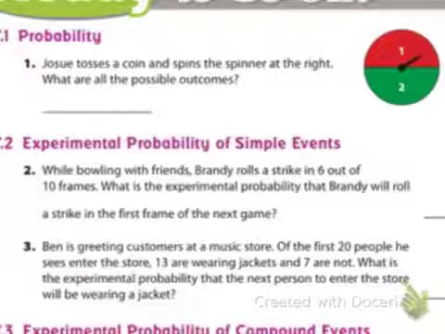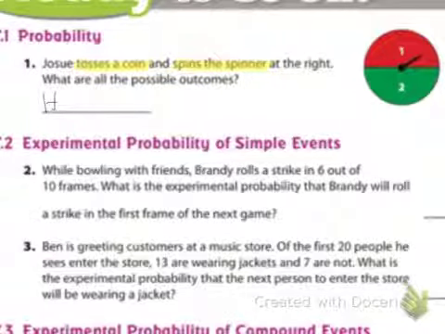Joshua tosses a coin and spins the spinner at the right. What are the possible outcomes? Well, there are two things he does. He tosses a coin and spins the spinner. So when you toss a coin, what kind of outcomes can you have? Well, you can have heads. That's one outcome. I'm actually going to make that a little bigger so we can see it. You have heads. That's one outcome.